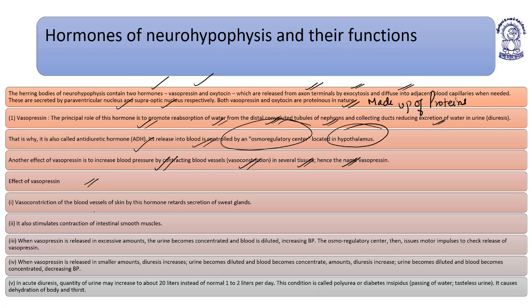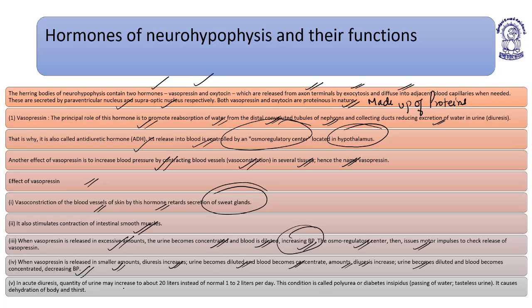Vasoconstriction of blood vessels of the skin by this hormone retards the secretion of sweat glands. It also stimulates contraction of intestinal smooth muscles. When vasopressin is released in excessive amounts, the urine becomes concentrated and blood is diluted, increasing blood pressure. The osmoregulatory center then sends motor impulses to check release of vasopressin. When vasopressin is released in smaller amounts, diuresis increases, urine becomes diluted and blood becomes concentrated, decreasing the blood pressure.